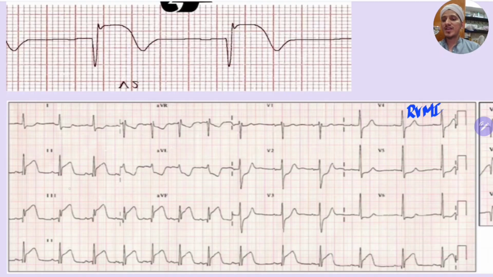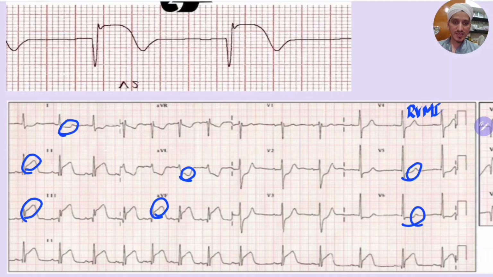See the inferior leads, there is convex ST segment elevation. That means inferior wall MI is present. Reciprocal ST segment depressions are present in lead 1, aVL, and V5, V6 leads. Along with that, you can also see ST segment depression changes in V2, V3, V1 leads also. So I think this patient is probably having posterior infarction also.